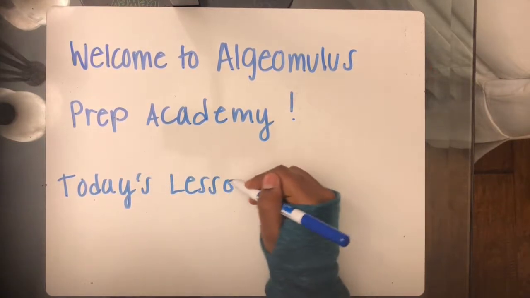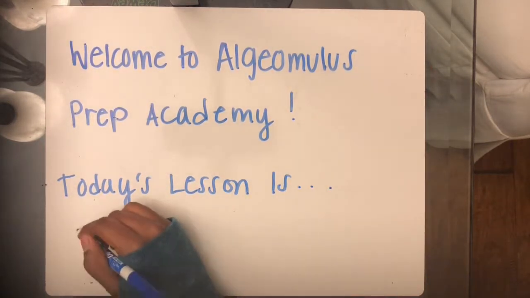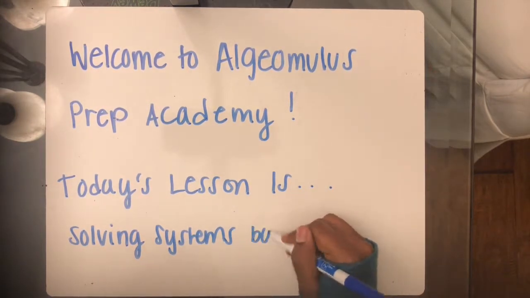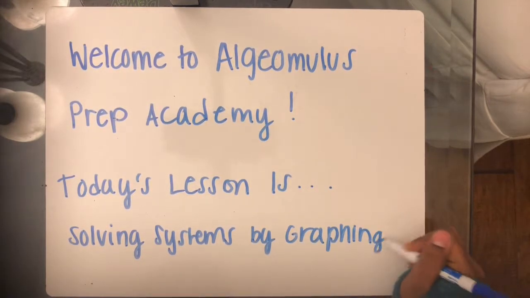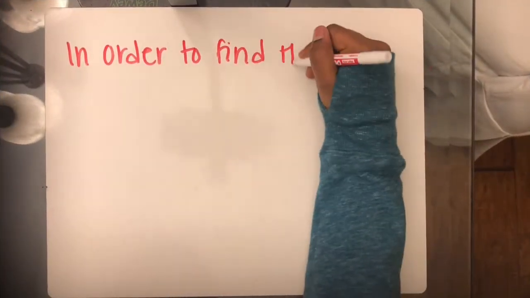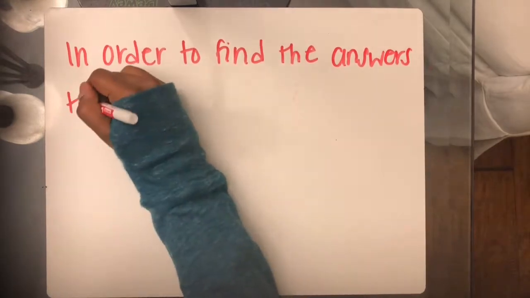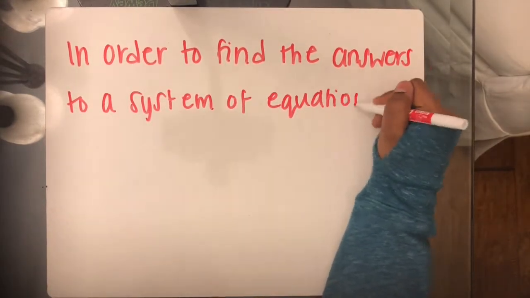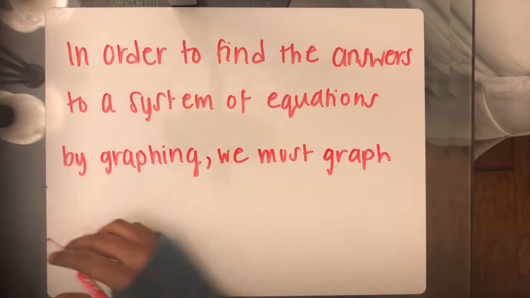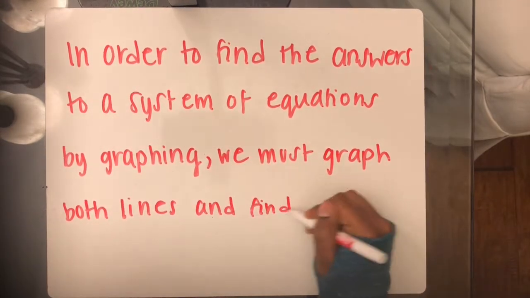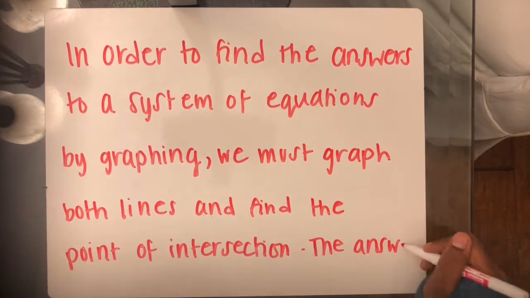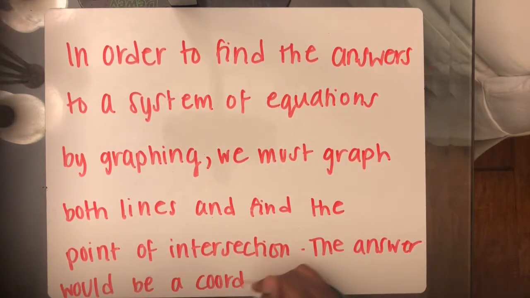The lesson for today is solving systems by graphing method. In order to find the answer to a system of equations by graphing, we must plot the two lines and see where they intersect. The answer is the intersection point as a coordinate point, x, y.